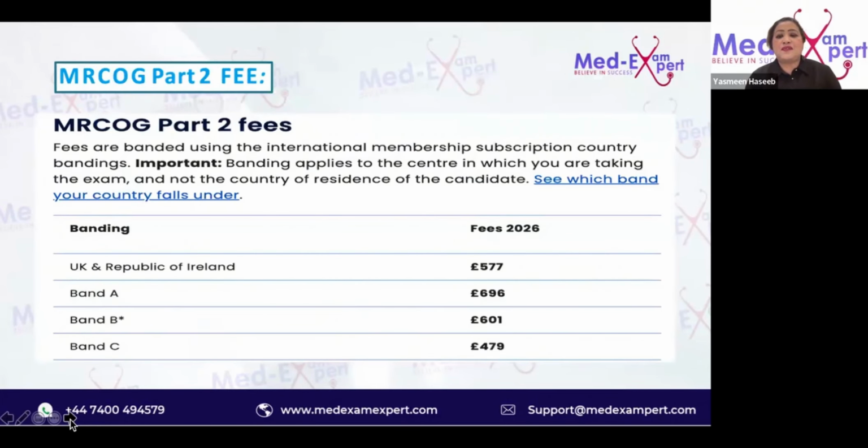So then comes the fee. For Indian candidates, they have some additional fees and you can get information about it. And the bands A, B, and C, this is their corresponding fee. So you can also get all these slides. I have got them from the RCOG website directly. And you can see them there, or if you want to take a screenshot, you can.